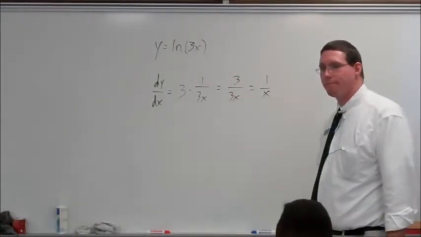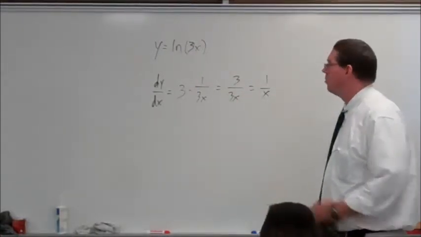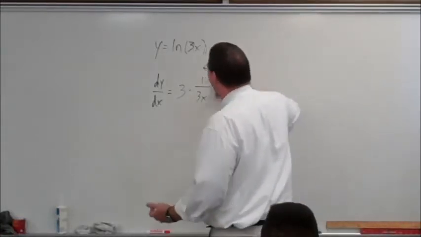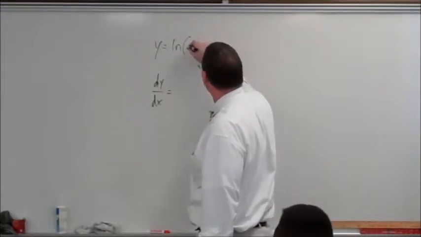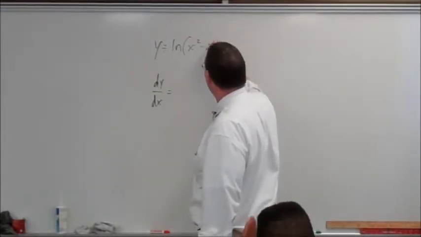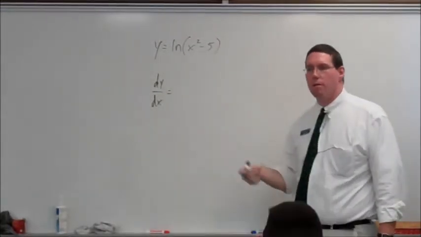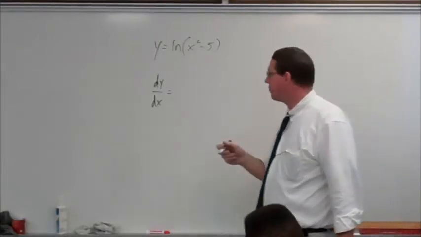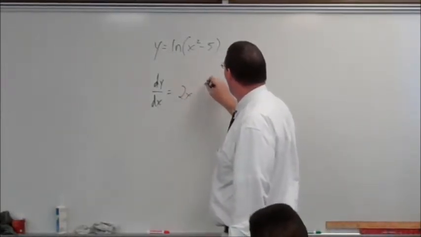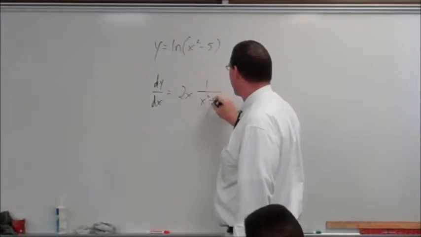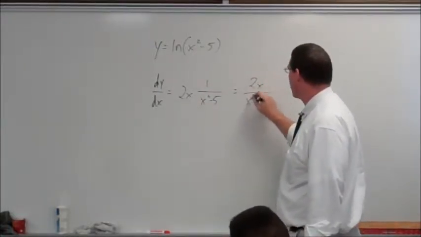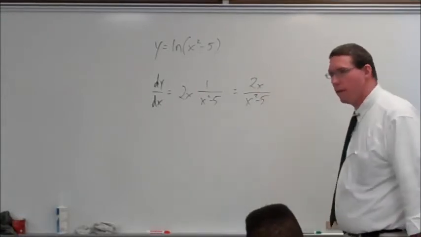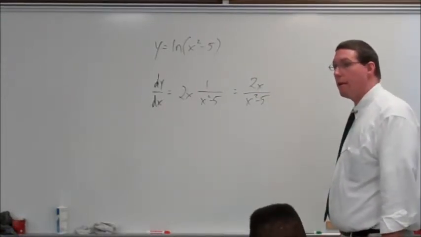How can you make this hard on the quiz then? Oh, no. I would probably give you 1 or 2 of these. Watch. How about natural log of x squared minus 5? This now is suddenly different. So it would be 2x times 1 over x squared minus 5. And now it becomes 2x over x squared minus 5. You can't cancel anything. That's so easy. It's really easy.